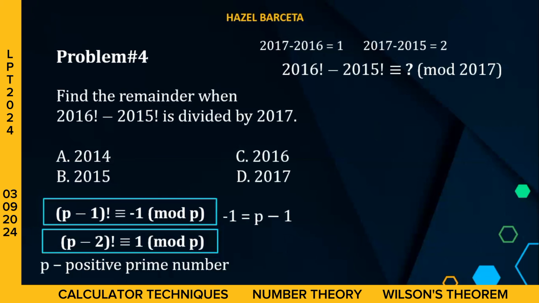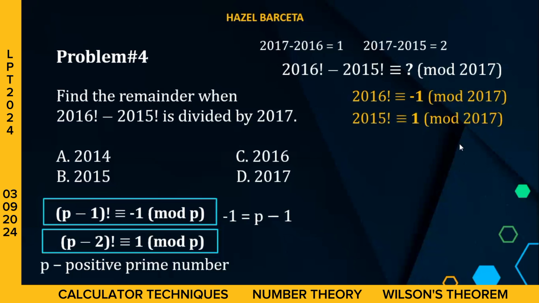So here, this is 2016 factorial is congruent to negative 1 mod P applying case 1. For 2015 factorial, we will use case 2 since 2 po yung difference nila. Then, we will have 2017 minus 2, 2015 factorial is congruent to 1 mod 2017.